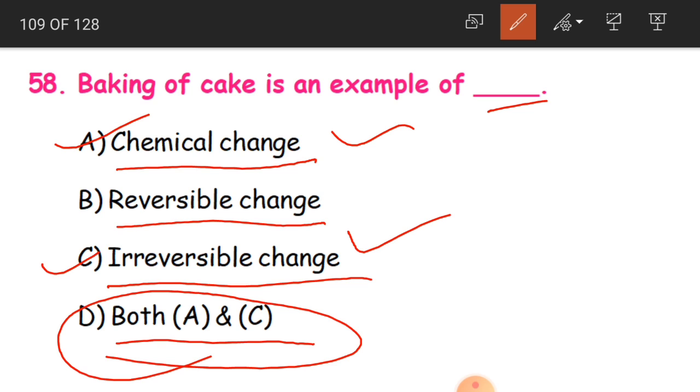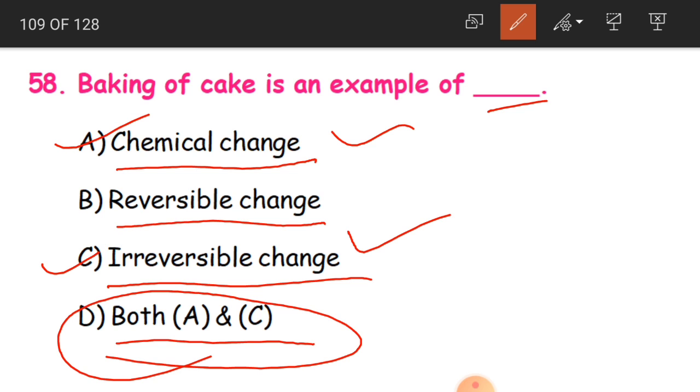In a chemical change, when we are changing any matter, we will not get its original form again. To prepare a cake, what do you need? You need milk, eggs, flour. After you prepare the cake, can you separate the egg, the milk? No. And the flour from it? No, you cannot change it. So it is an irreversible change. So that is why D is the correct answer.